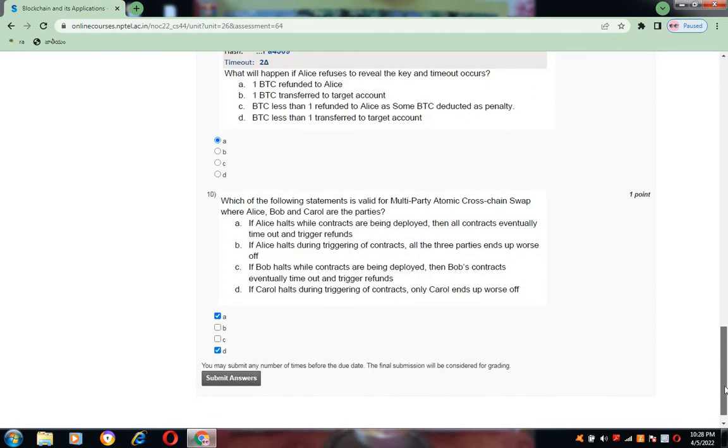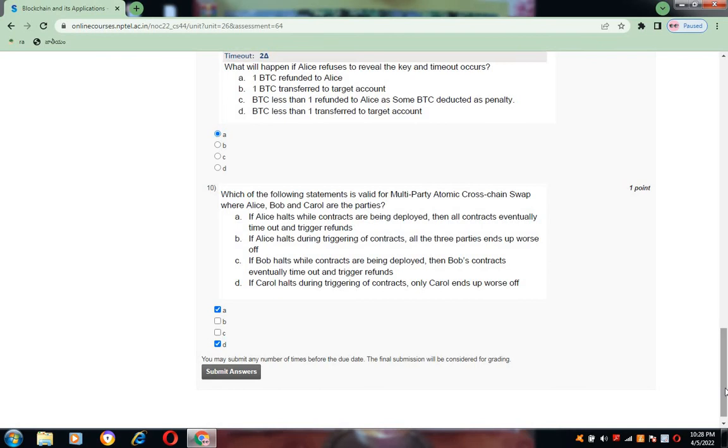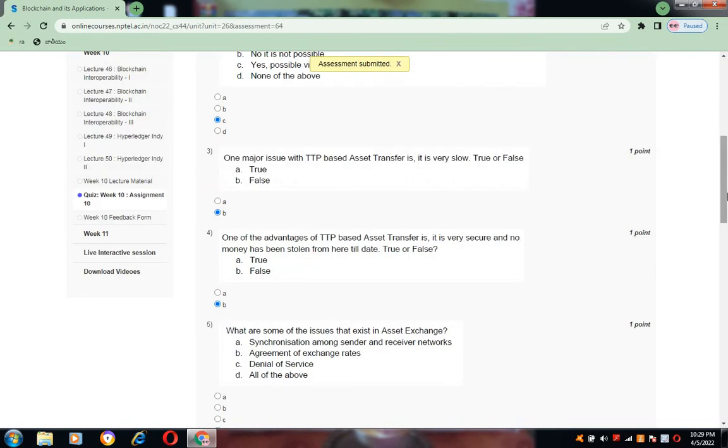Now coming to the last question, question number 10: which of the following statements is valid for a multi-party atomic cross-chain swap where Alice, Bob and Carol are the parties? Options A and D are the correct answers. First, if Alice halts while contracts are being deployed, then all contracts eventually time out and trigger refunds. If Carol halts during the triggering of contracts, only Carol ends up worse off. So A and D are the correct answers. These are the correct answers I have given as per my knowledge.